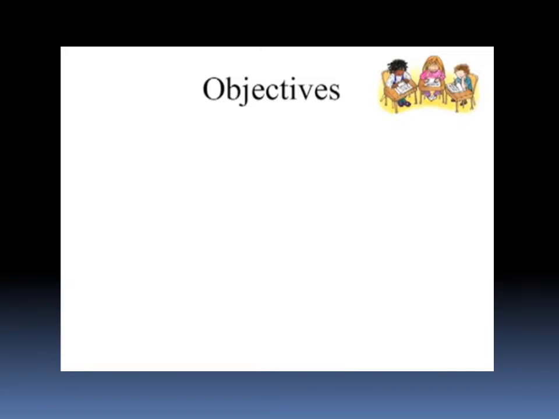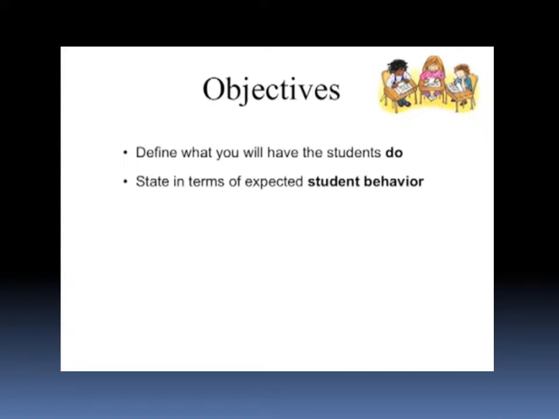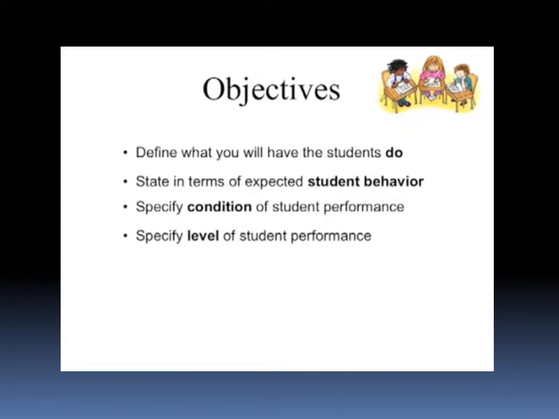We're now going to look at objectives. Objectives define what you will have the students do. They're stated in terms of student expected behavior. You talk about the condition of the student performance and specify the level of student performance or the degree to which you expect the students to perform it, and your criteria. The condition is probably the most vague out of any of them and can be interpreted many different ways, which we'll see in the examples.